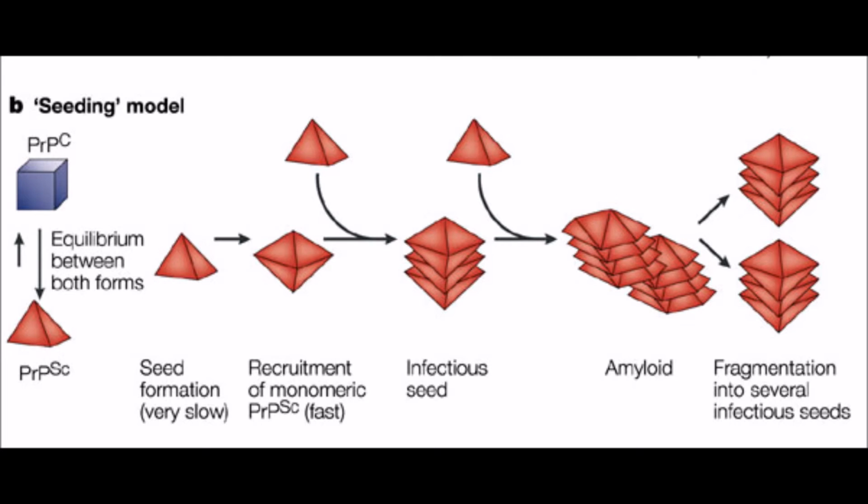PrP simply stands for prion protein, and the grey cube with the small c above it represents a prion protein in a healthy, functional state. On the other hand, the red prism with the small sc, which stands for scrapie, is the disease-causing state of that prion protein. The arrows going both ways show that they are in equilibrium, which means both are being made at the same time. Now usually the healthy state is much more favoured, which means a lot more of it is being made.